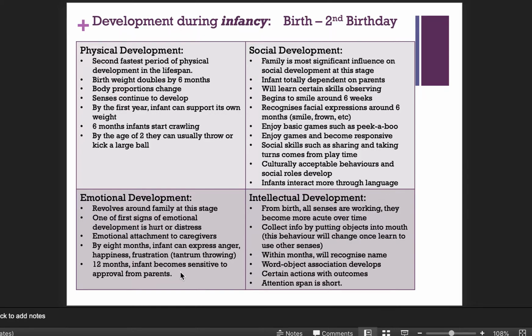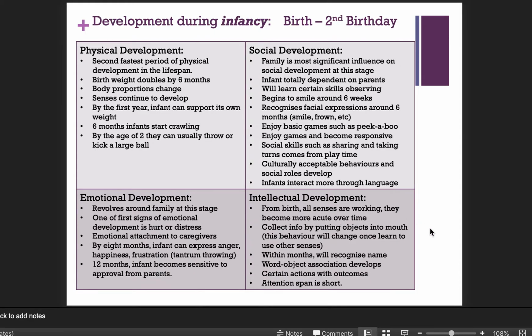At 12 months, the infant becomes sensitive to approval from parents. We say, don't do that. And they know that that means I need to stop doing that for one reason or another. Finally, in terms of the intellectual development, all the senses are working and they become more acute, meaning they're accurate and they're small and honed in and refined over time.